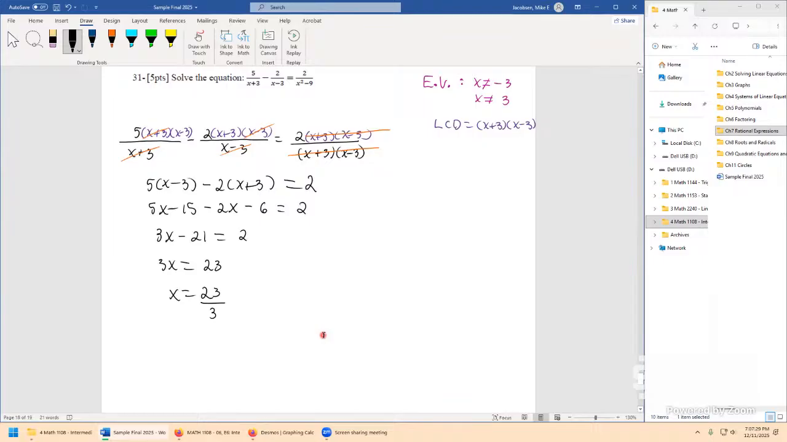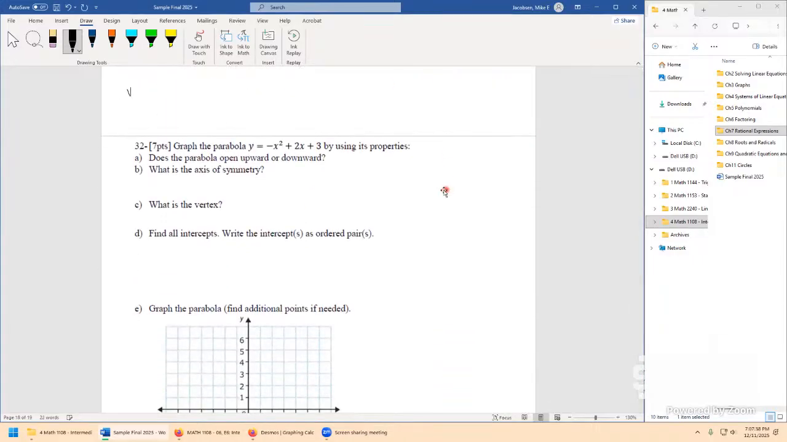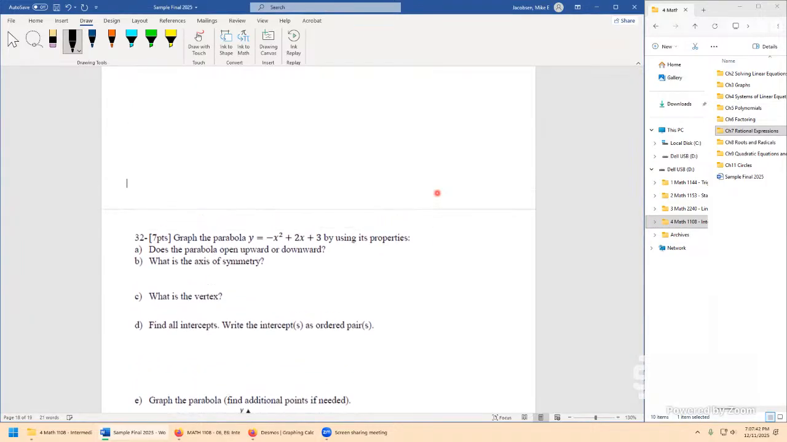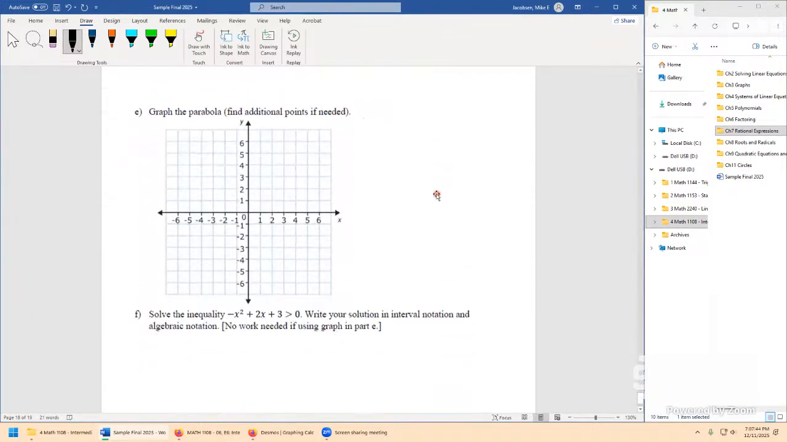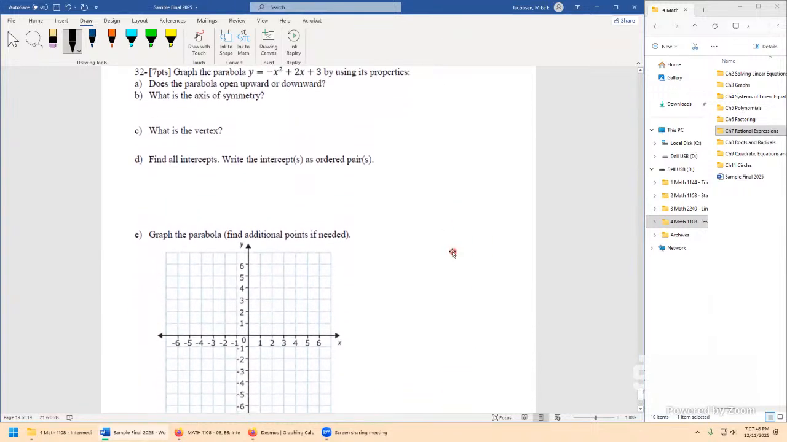Well, that takes us to the final exercise for the entire semester. Congratulations on getting to this point, folks. This one is solving a quadratic inequality and also graphing a parabola all in one. So we have parts A through F on this one. So 7 points. Looks like it's like 1 point per part.